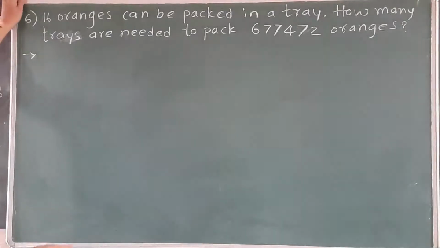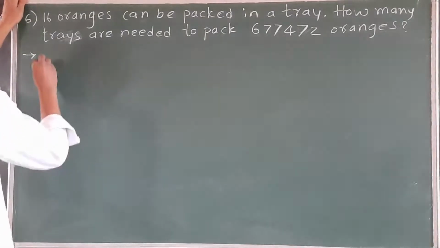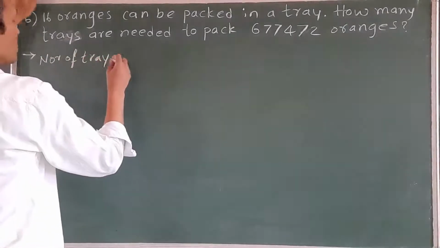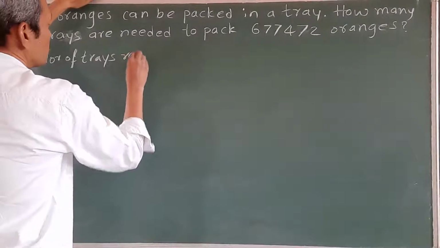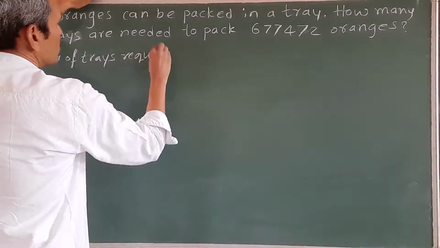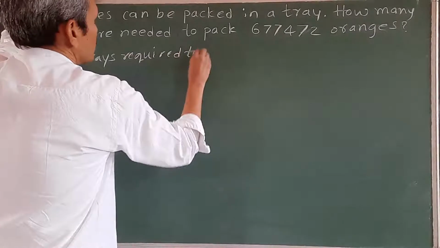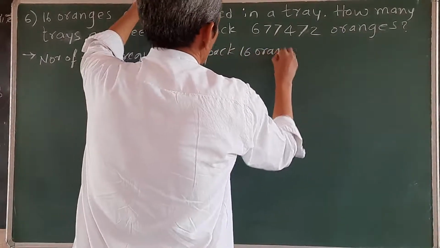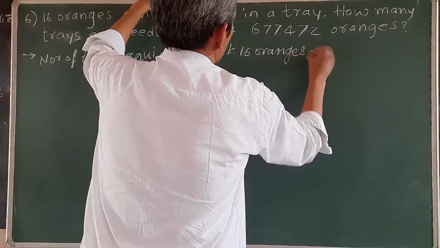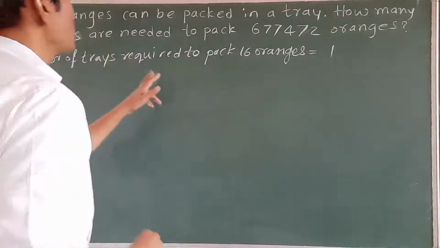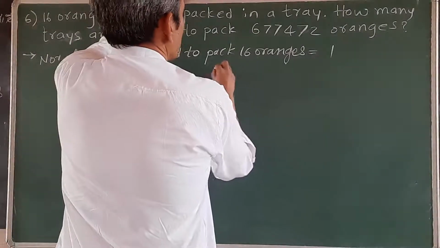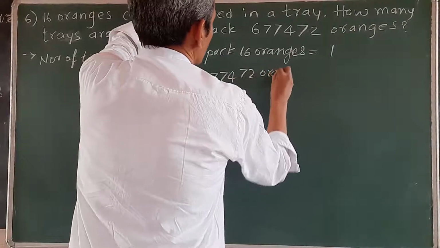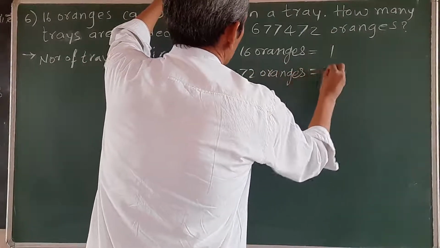Now, the number of trays required to pack 16 oranges is 1, and the number of trays required to pack 6, 7, 7, 4, 7, 2 oranges is equal to question mark.